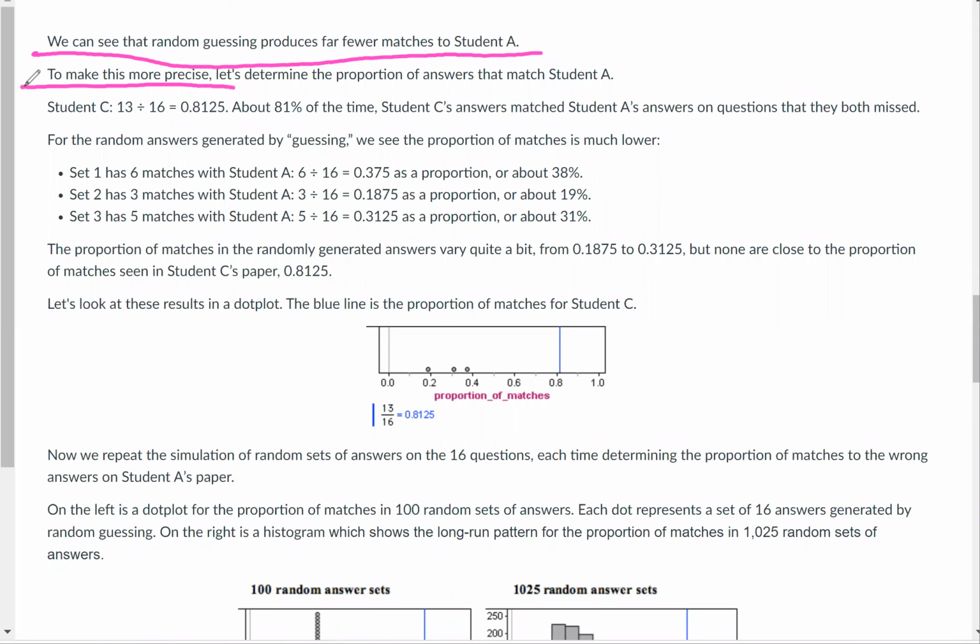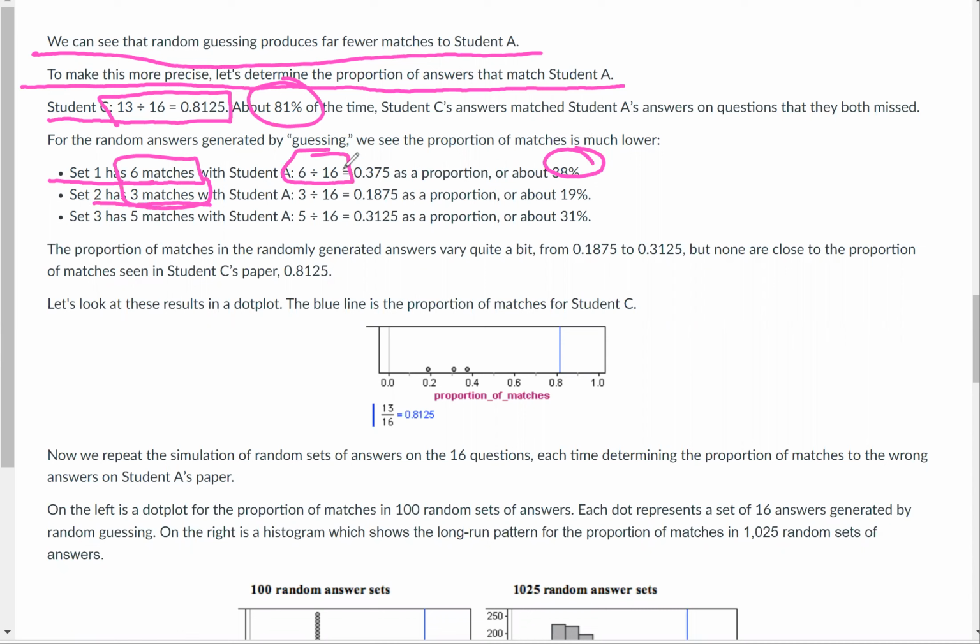To make this more precise, let's determine the proportion of answers that match student A. For student C, 13 of the 16 matched. 13 divided by 16 is 0.8125, which is about 81%. So 81% of the time, student A and C's answers matched when they were wrong. But in the first set that was random, 6 matched. 6 out of 16 is 38%. The second time, only 3 matched. 3 out of 16 is 19%.